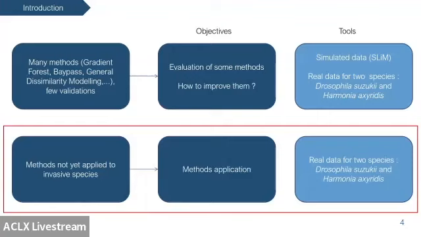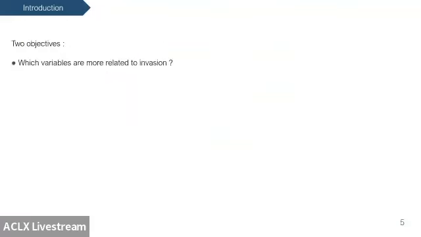And so this is what I'm going to talk to you about today by showing you results of analyses that we made on natural populations of Drosophila suzukii, which is an invasive fruit pest. We did this analysis to try to better understand invasion. So we tried to answer two main questions. The first one was to identify which variables were more related to invasion, meaning which variables are more important in local adaptation.